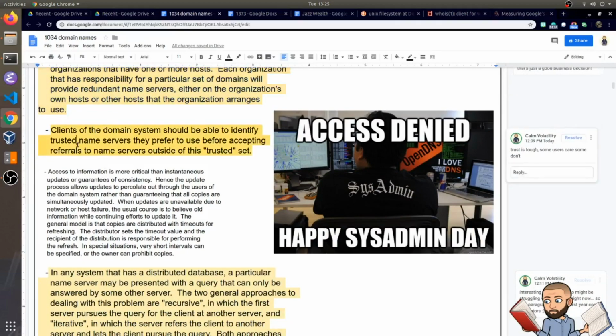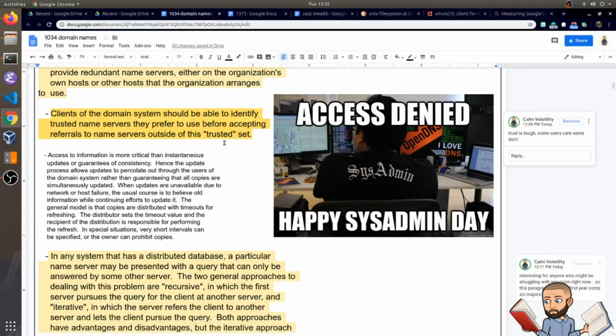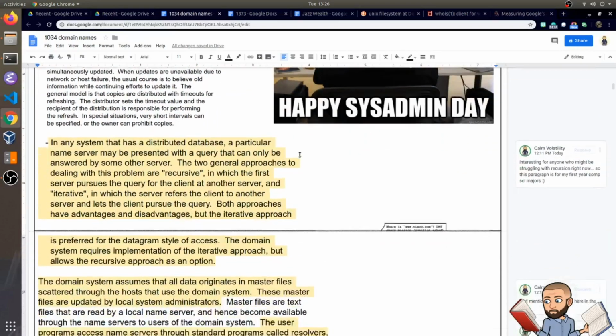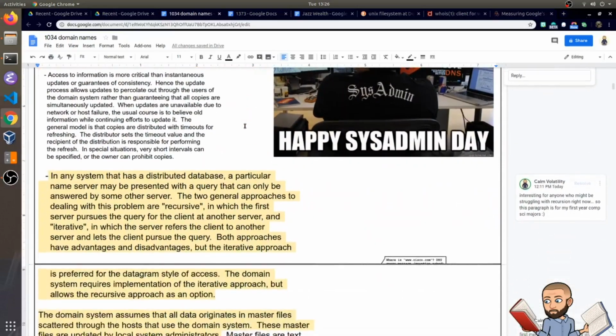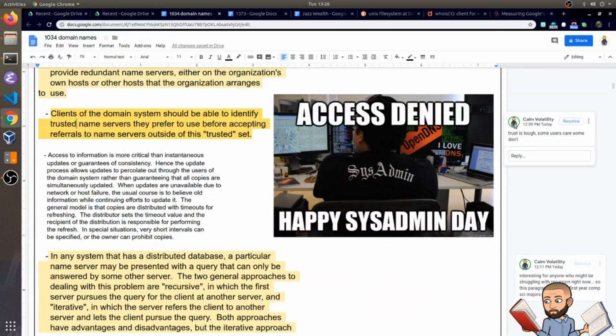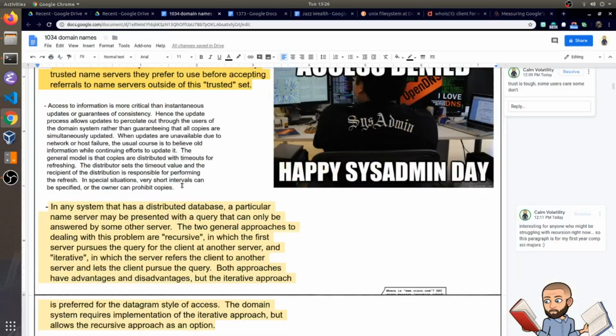But speaking of problems, here are some. It says clients of the domain name system should be able to identify trusted name servers they prefer to use before accepting referrals to name servers outside of this trusted set. Where was my rogue DNS meme? I know it was around here somewhere. That's what they're talking about right there. So if your sysadmin denies you access of a particular IP, you should thank them.